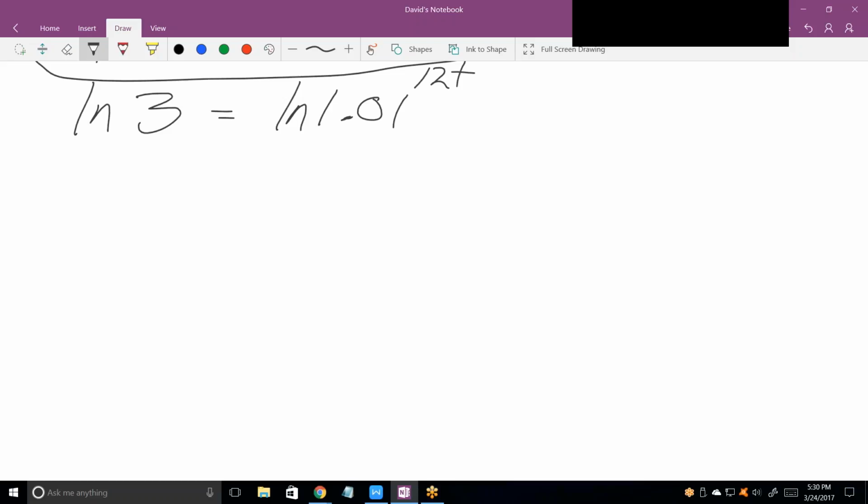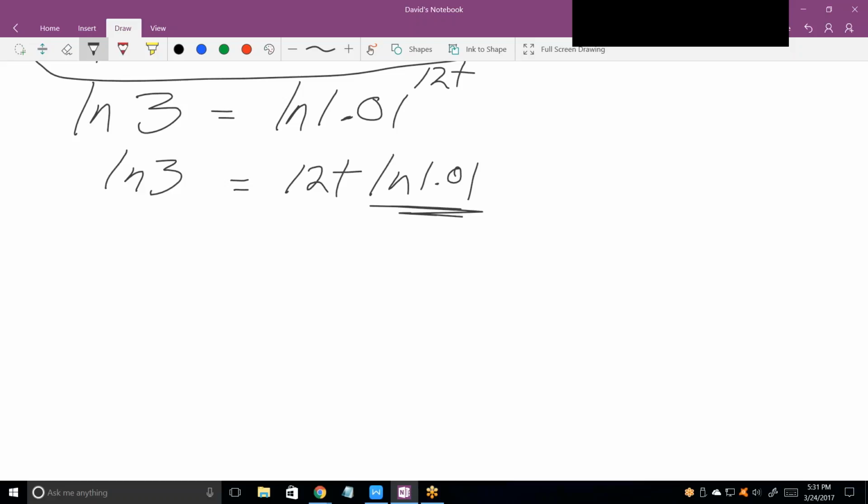You can put the 12t in front of the natural log on the right side. Now, this is a little different than we're used to. In other words, that is just a number. But the fact is, it's after the t, not before. And usually our numbers are coefficients. They're before the t. But in this case, they're not.